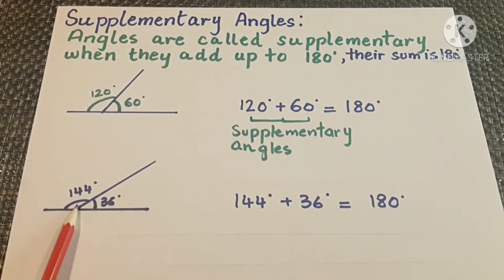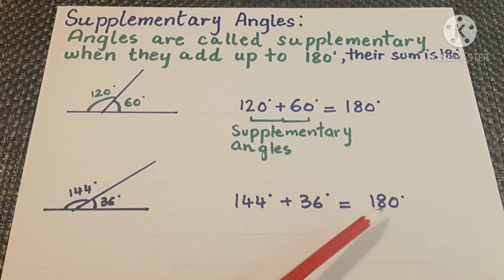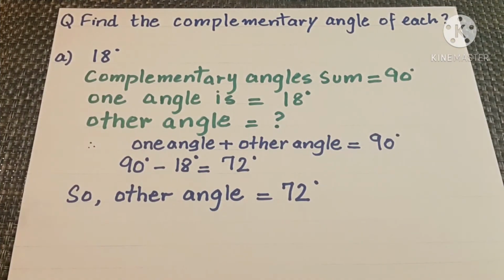In this figure also you can see one angle is 144 degrees. The other angle is 36 degrees. When we add both the angles, we get 180 degrees. So, both these angles are also supplementary angles because when we add them, we get the answer which is equal to 180 degrees. Let's do a question for better understanding of the concept.